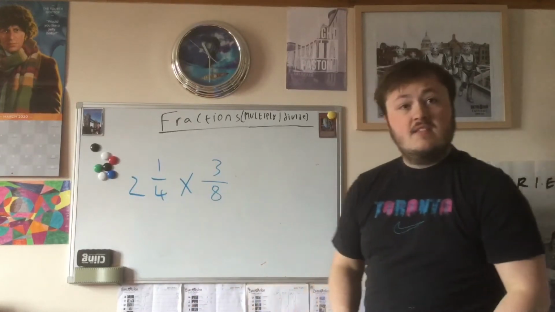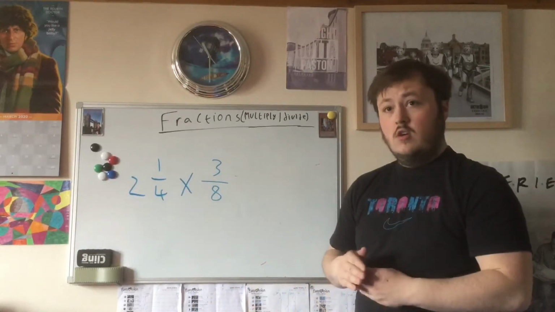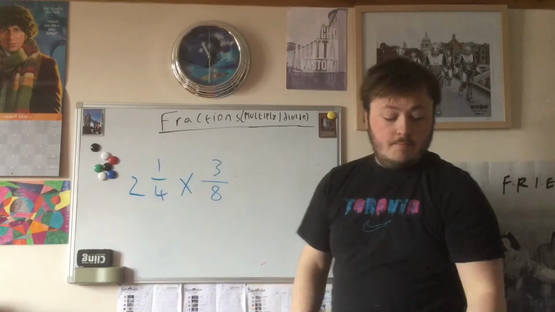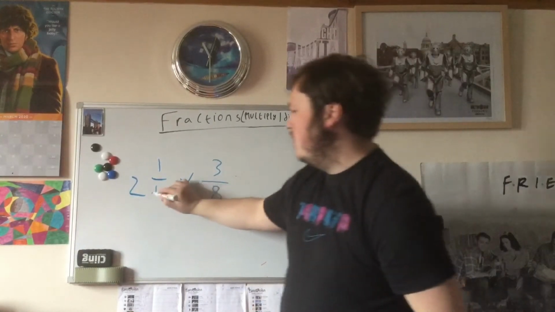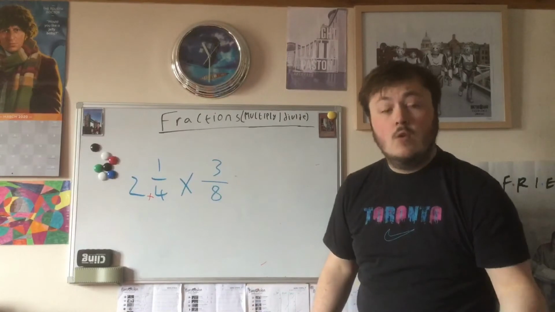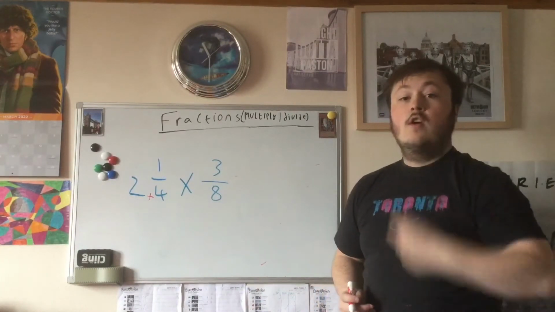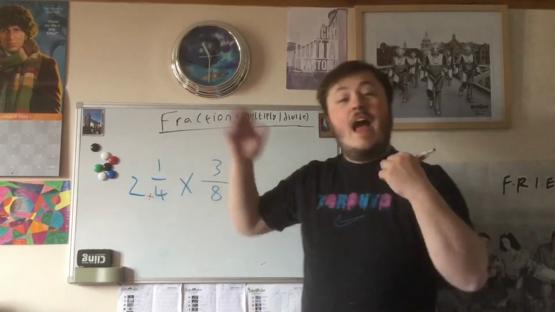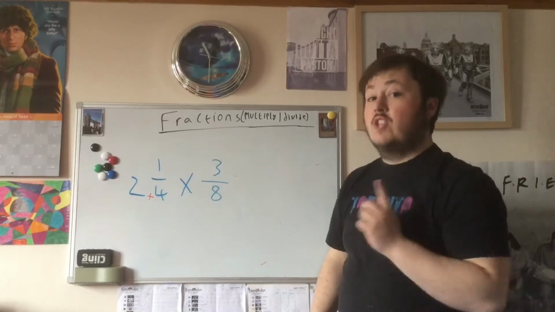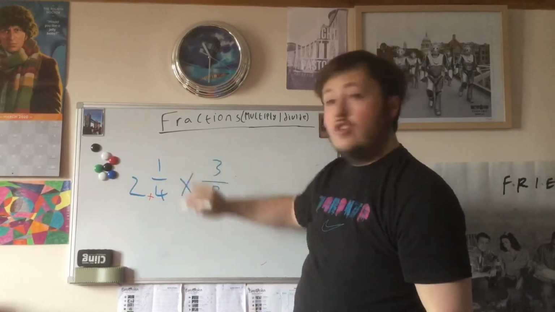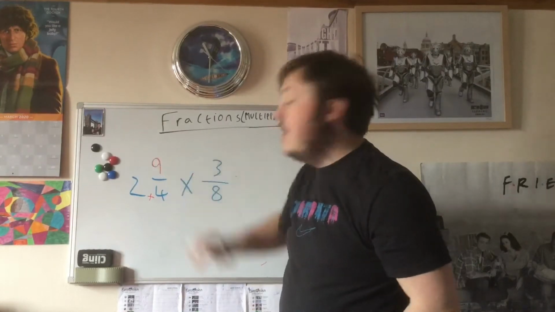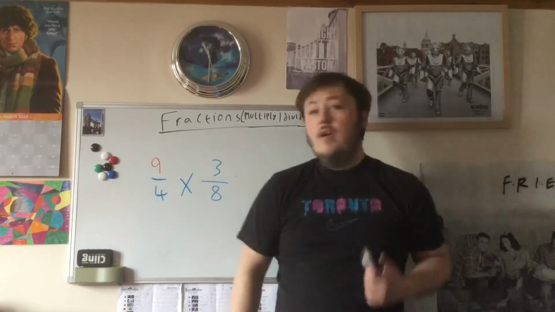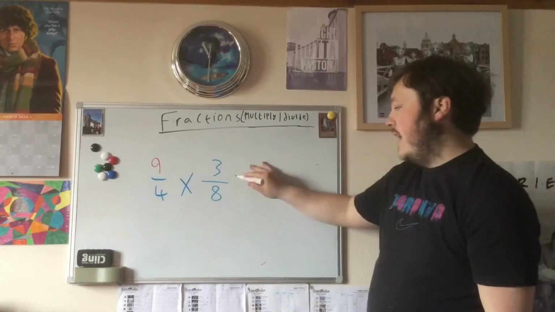Now, 2 means that there were 2 wholes of fractions in this. So what we do is we times that 2 by our denominator, which is 4. What does that get us? 2, 4, 6, 8. So we times them together. Then we add that result to our numerator, the top number. So we got 8 and we add that 8 to the numerator, and that will get us 9. When we do that, we move our 2. That's gone. So now we're doing 9 over 4 times 3 over 8.